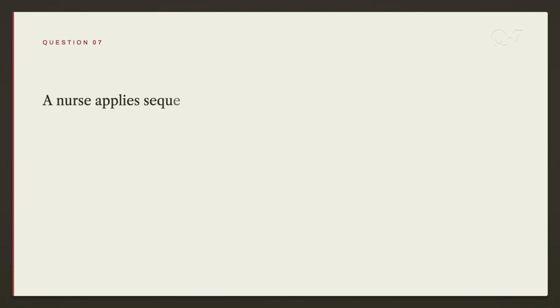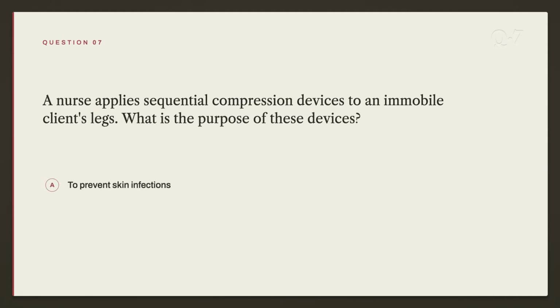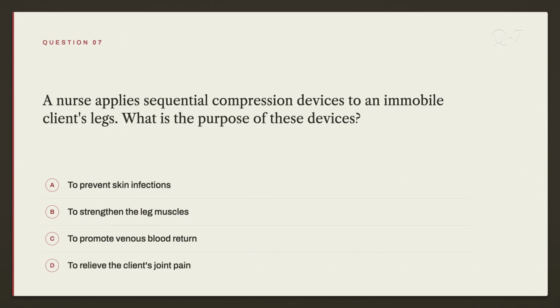Question 7. A nurse applies sequential compression devices to an immobile client's legs. What is the purpose of these devices? Your options are A. To prevent skin infections, B. To strengthen the leg muscles, C. To promote venous blood return, D. To relieve the client's joint pain. Don't overthink it. Which one feels right?